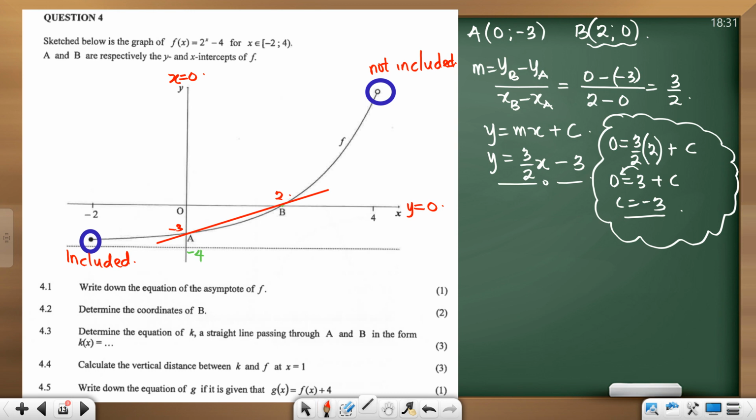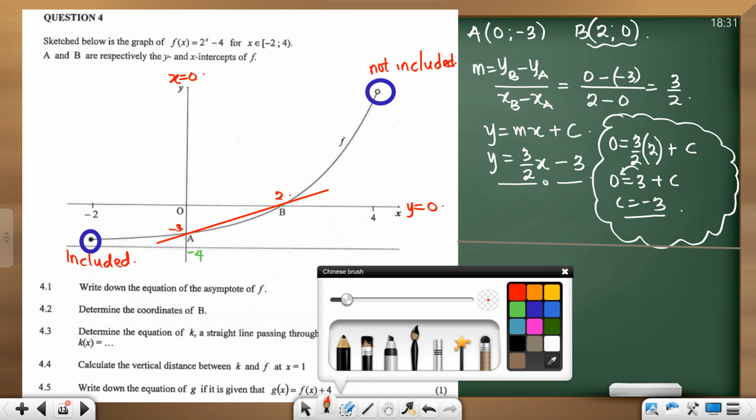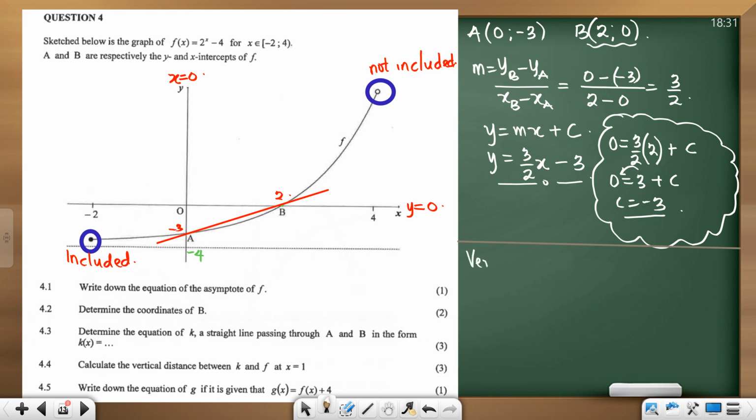Calculate the vertical distance. A simple function here, please. A simple vertical distance.